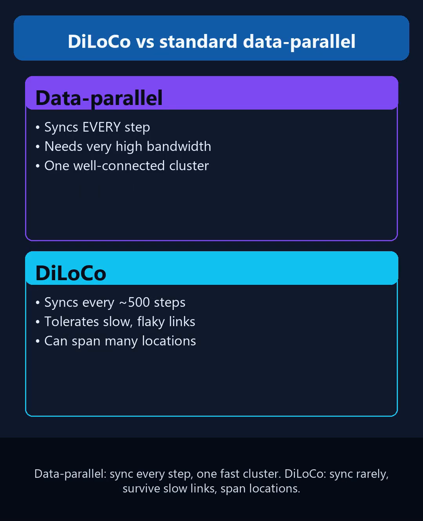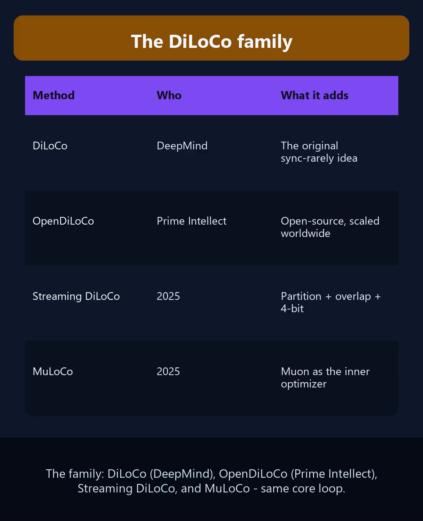So how does it stack up against ordinary data parallel training? Standard data parallel synchronizes every step, demands very high bandwidth, and must live in a single well-connected cluster. DiLoCo synchronizes only every few hundred steps, tolerates slow and even flaky links, and can span multiple locations. The trade is a little extra tuning of the sync interval, but the payoff is training that no longer needs one monster data center.